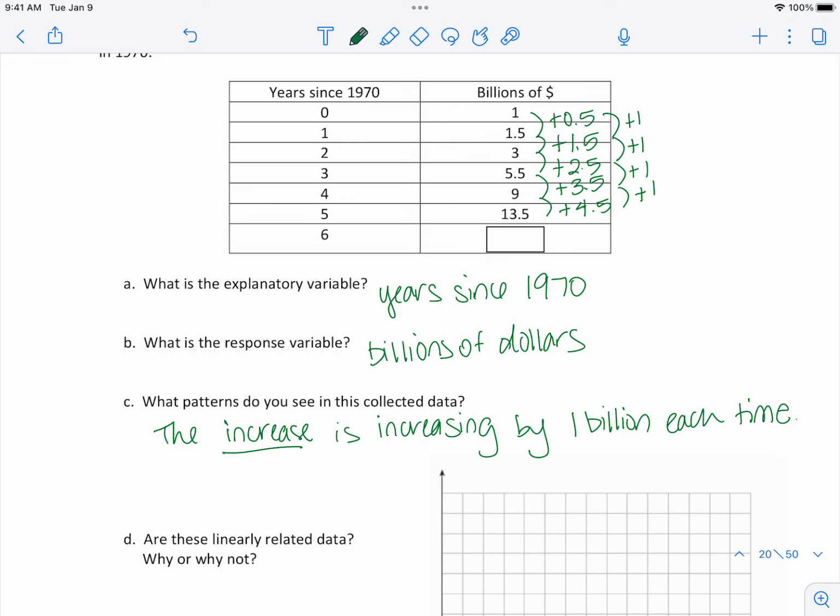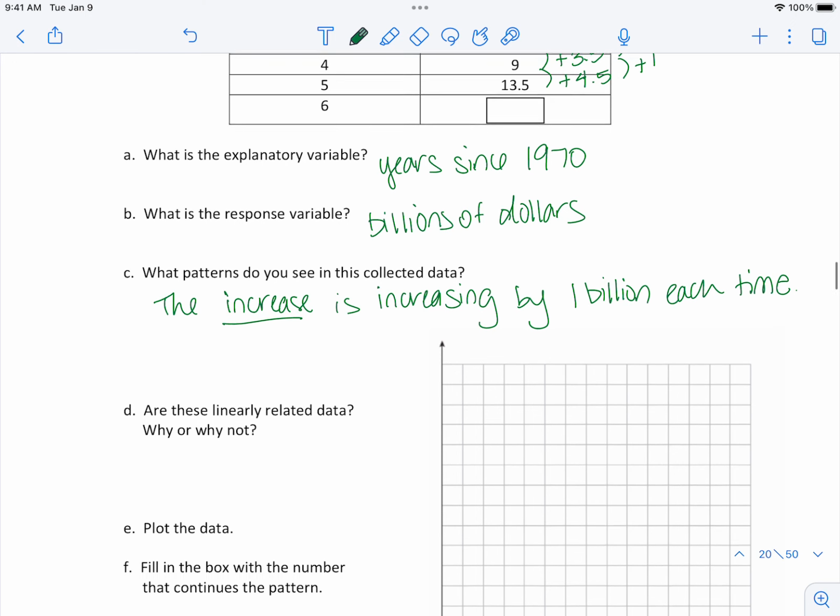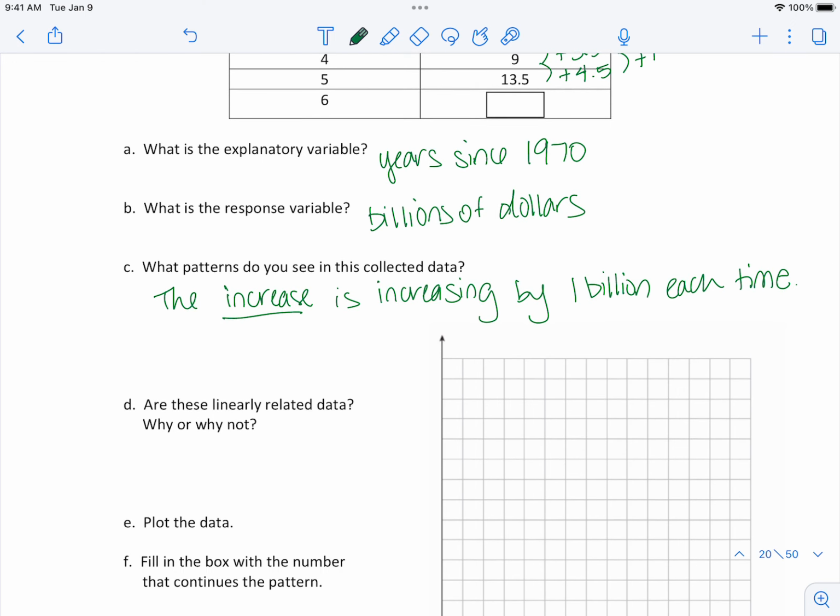All right, so are these linearly related data? Why or why not? No, they are not, because it's not a constant increase. And that applies for decreases too, so I'll put change in parentheses. So again, it's not a constant change that's happening.